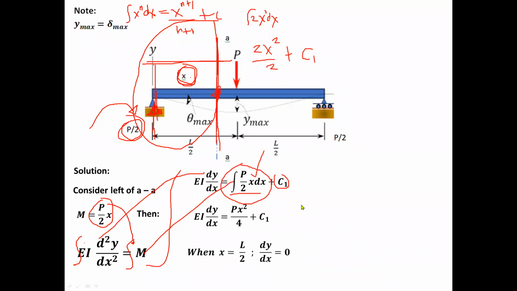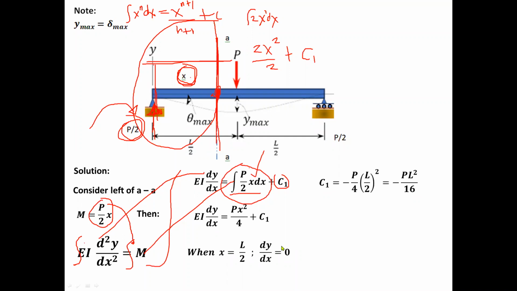Since nasa midspan tayo, when x is equal to L over 2, midspan eh. Okay, L over 2, ang value ng ating dy over dx, iset natin sa 0. When x is L over 2, we have to set dy over dx be equal to 0. And then, let us calculate. Then, for this value. Yan ang magiging value ng ating c sub 1.